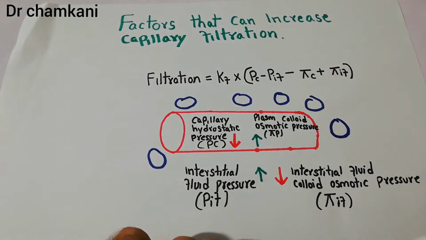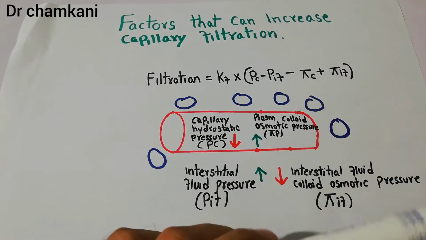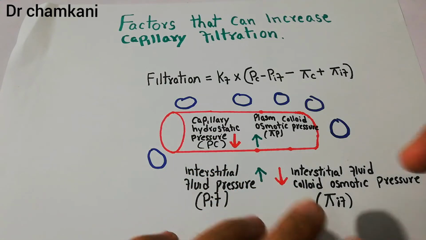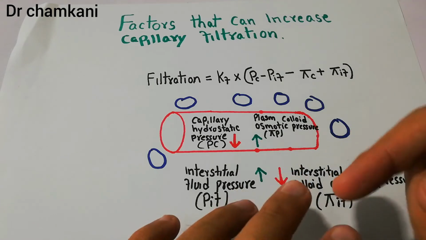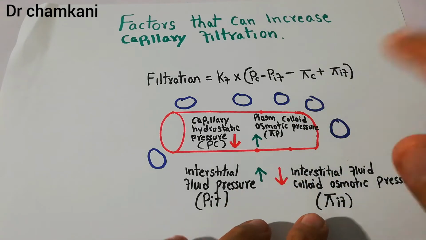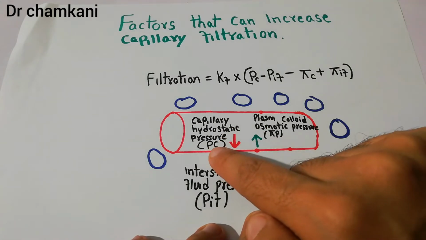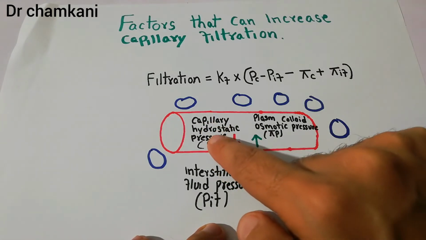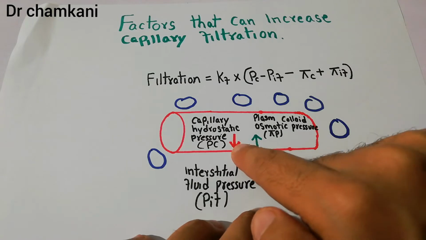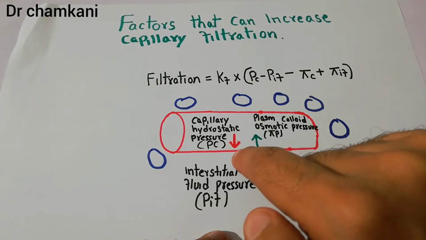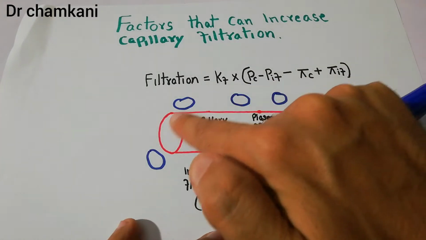So there are four basic forces that play their role in pushing the plasma out of the capillary and pulling the fluid inside the capillary. The most important forces are the capillary hydrostatic pressure, represented by PC. Now this pressure is basically pushing the fluid out of the capillary into the interstitium towards the cells.